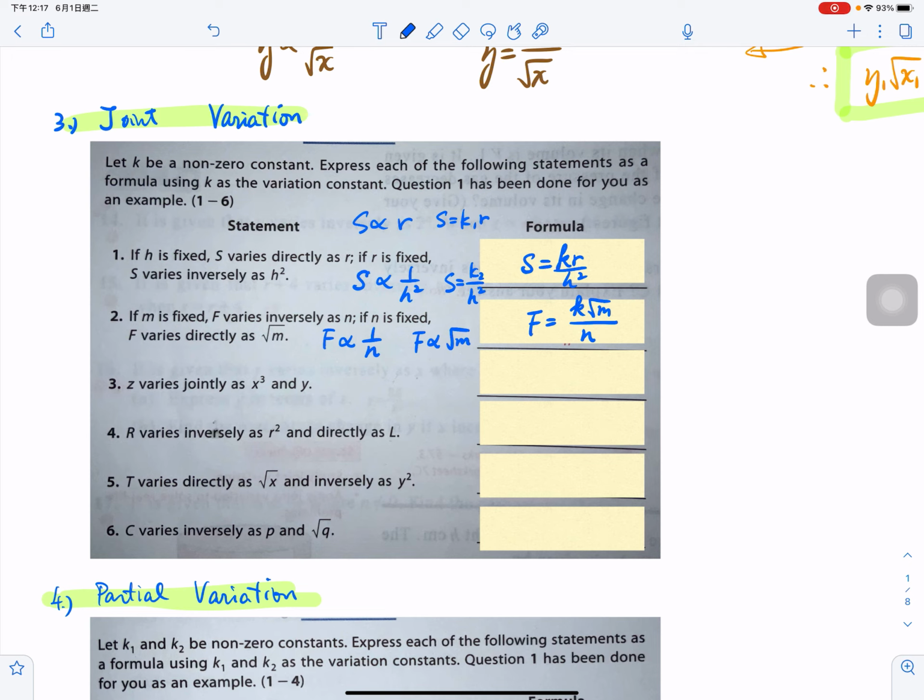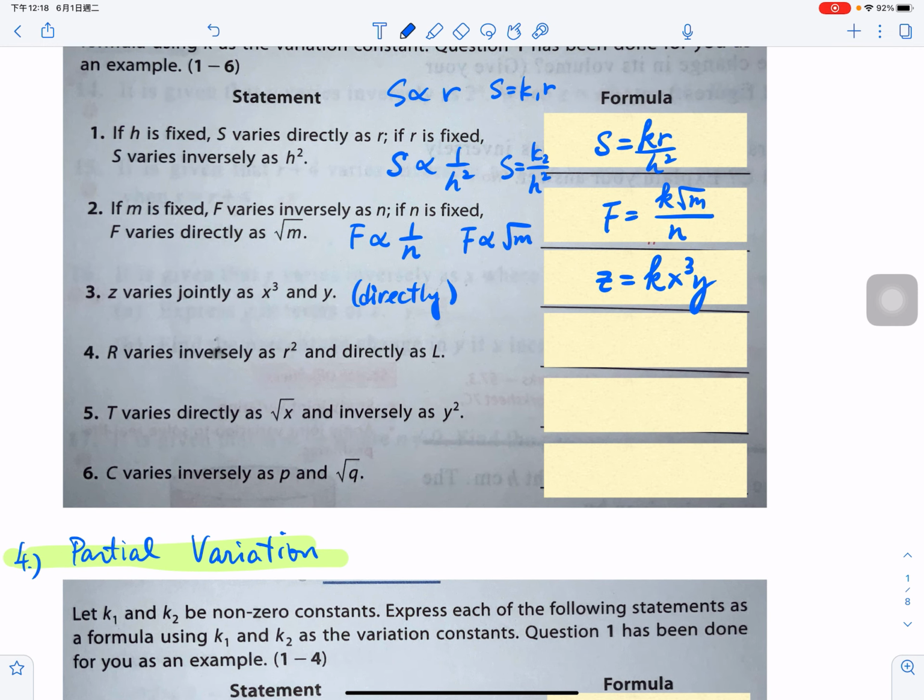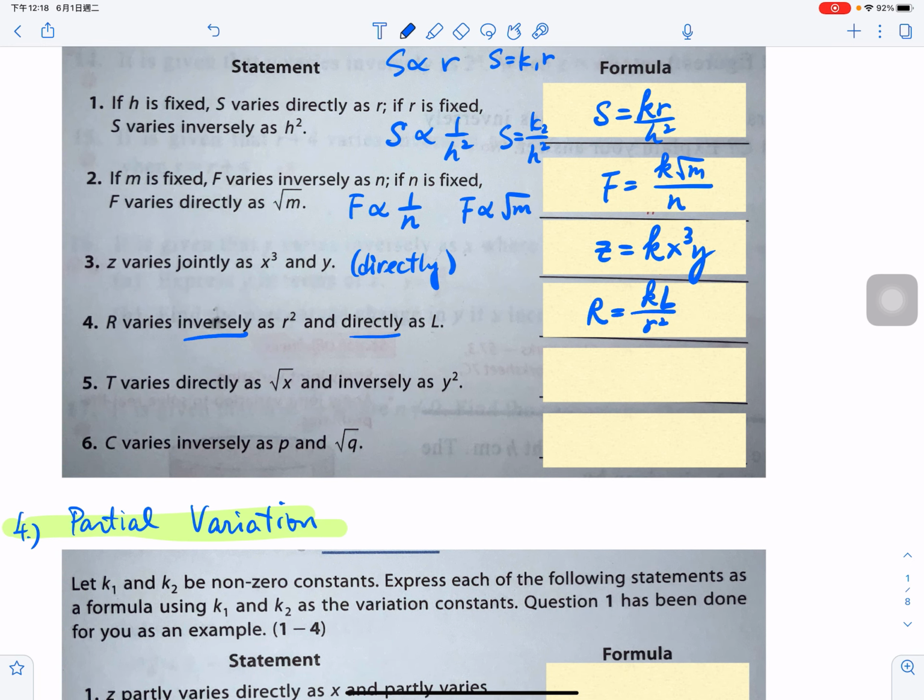Okay, the third one, have a look. Z varies jointly as x cubed and y. If written like this, that means directly. Okay, so z equals k x cubed y. 呢個就係嗰個關係啦。好，第四 y varies inversely as r squared and directly as L. So y equals k, 有 inversely 即係有個分數啦, k over r square and directly as L. So kL over r square.